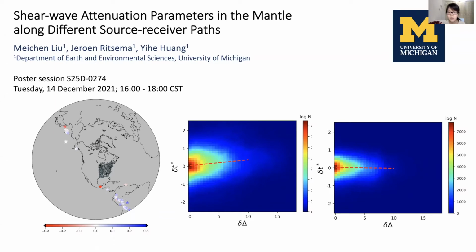It has a larger slope with the distance difference along the corridors to the northwestern Pacific than to South America, indicating that the attenuation has a larger intensity effect beneath the corridors to the northwestern Pacific.